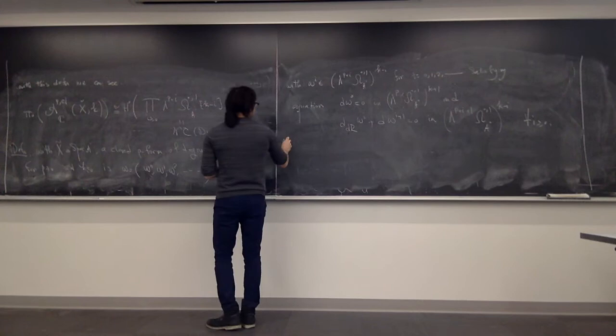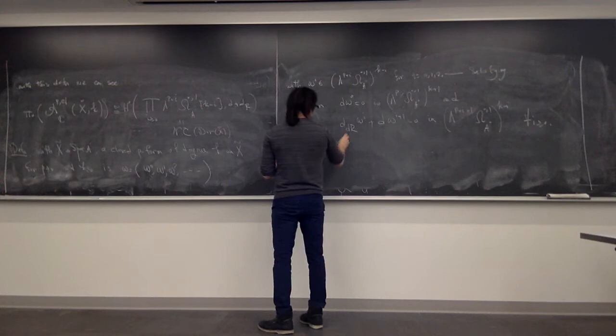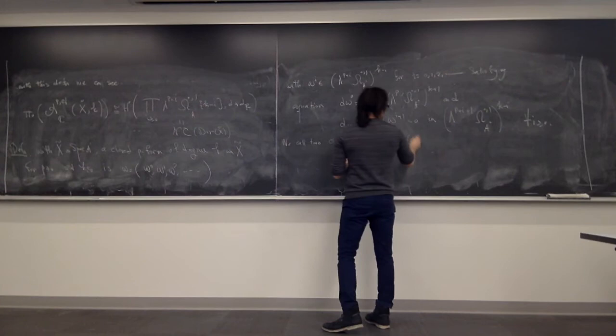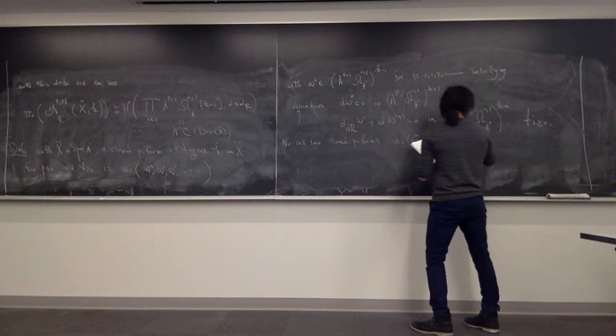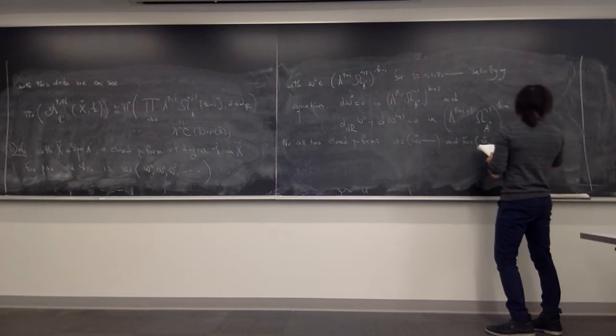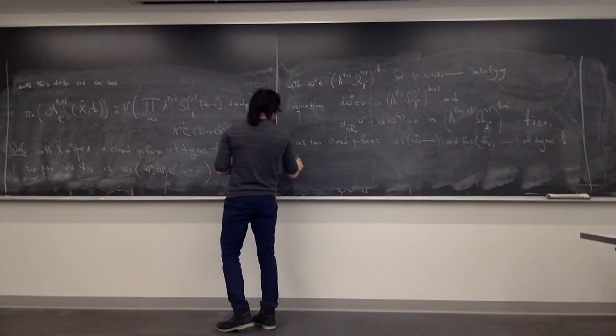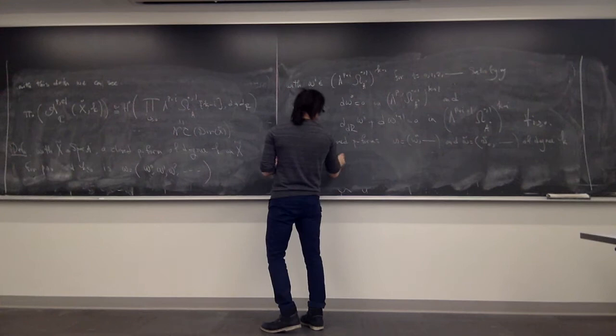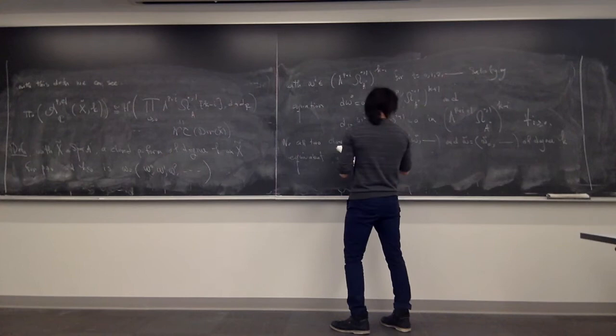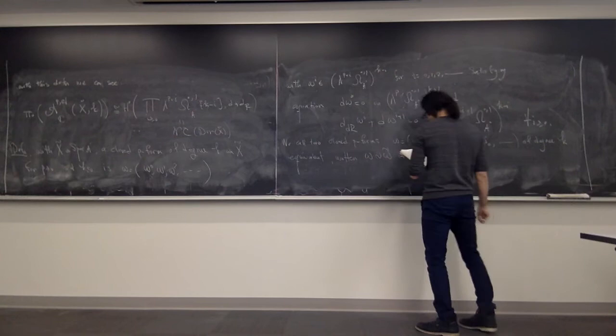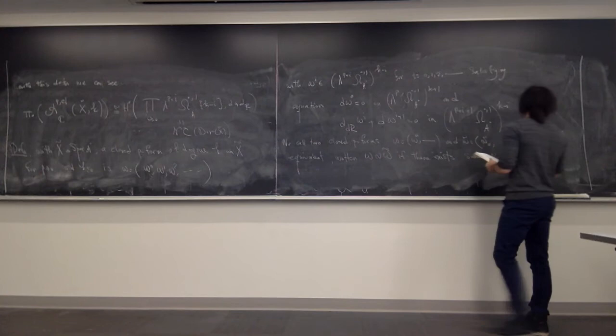We call two closed P forms W equal to W zero, etc., and W tilde equal to W tilde 0, etc., of degree k equivalent, and written W equivalent to W tilde, if there exists some alpha equal to alpha 0, alpha 1, and so on and so forth.